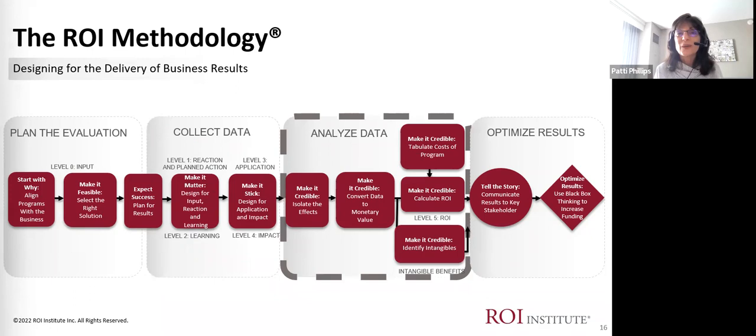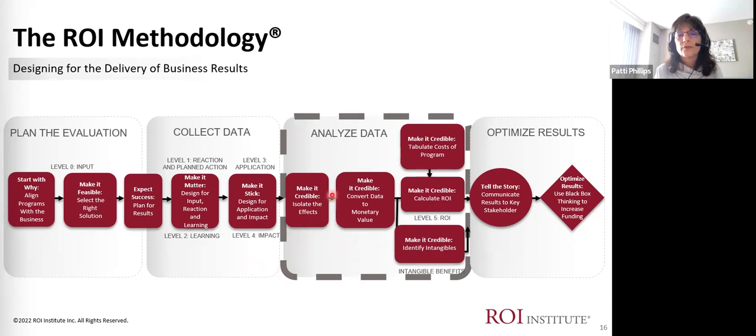And all we have to do here is isolate the effects of the program. Here we might use control group, trendline analysis, mathematical modeling, or the estimation process. But we're going to use a way or a technique to answer the question, how much of the improvement in the impact measure is due to the program and not something else?